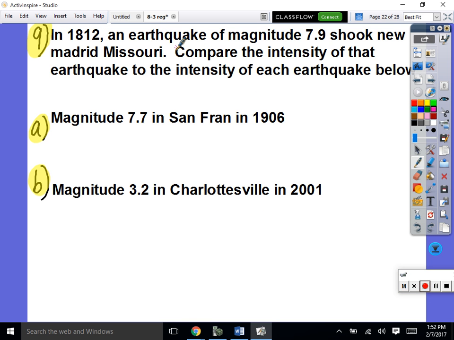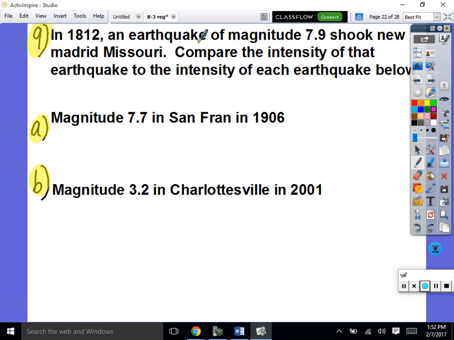So here's my first example, number 9. It says, and these are true statistics, you guys, these are true earthquakes. So let's compare them. And it's kind of interesting because some of these cities are utterly destroyed, where others are like, it's like nothing even happened. And you'll see what I mean in just a second.